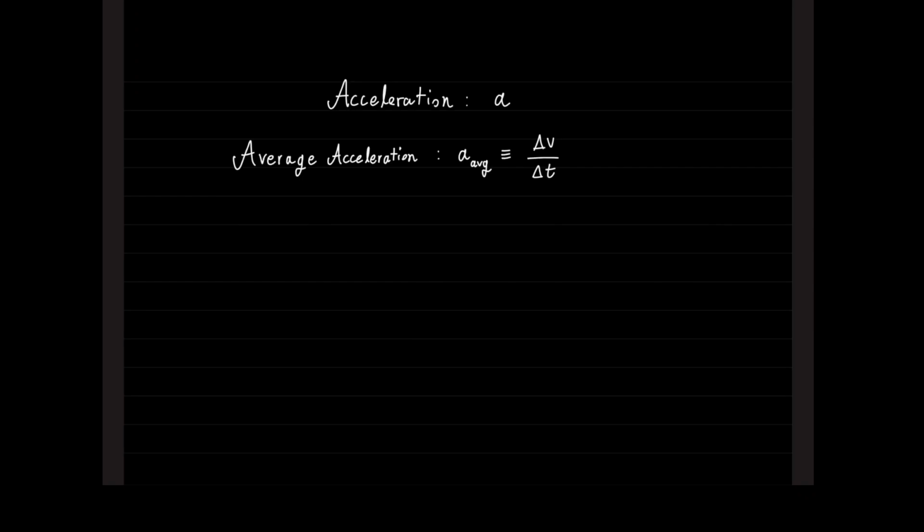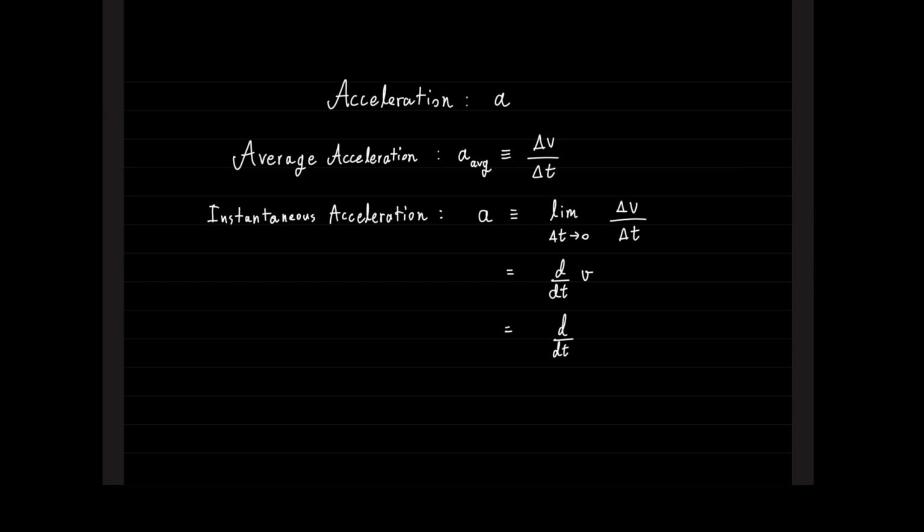We're going to define another term called acceleration. The average acceleration is the change in velocity divided by the change in time. Now we can also find the instantaneous acceleration. We end up taking the limit of delta t close to zero. So it is the time derivative of velocity, and it also equals the time derivative of the time derivative of position. Now we end up with another term called the second derivative of x.